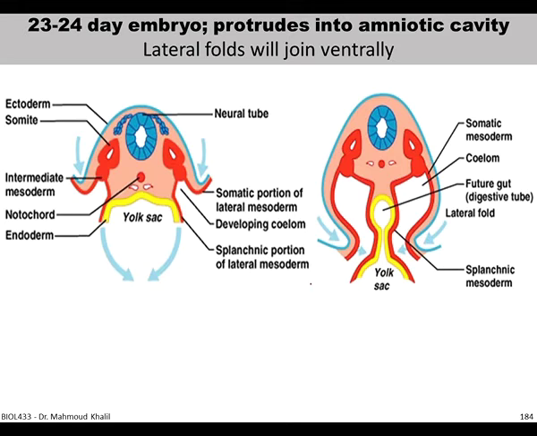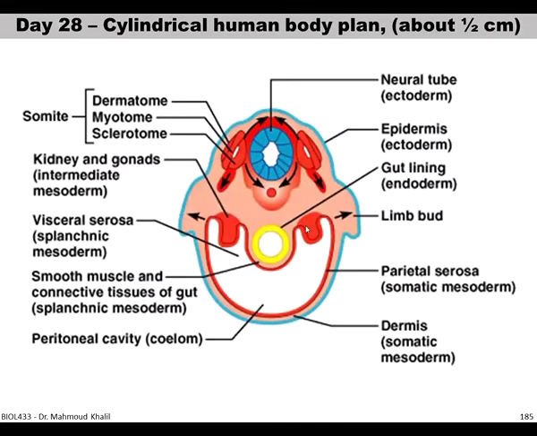On day 28, the body takes the shape of a cylindrical human body plan, about half a centimeter in size. You can see that the somite, the first part of the mesoderm, has been differentiated into three regions, the same as in amphibian and avian development. The somite is differentiated into dermatome, myotome, and sclerotome.